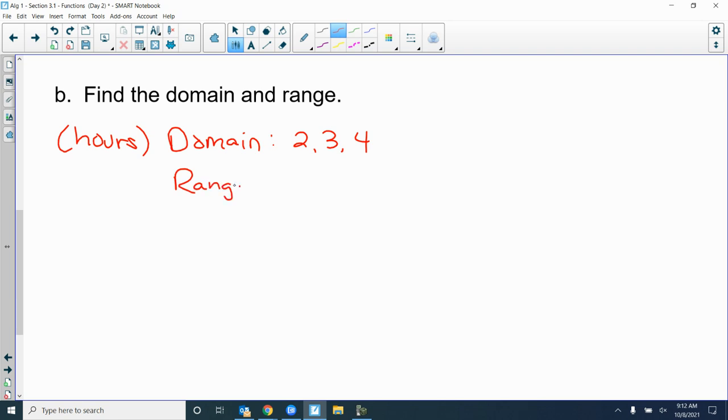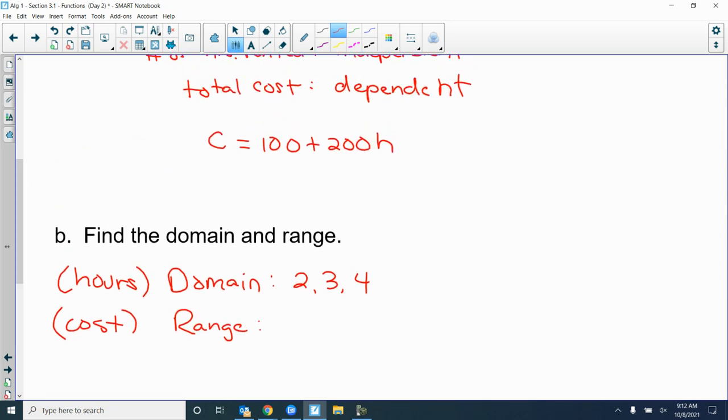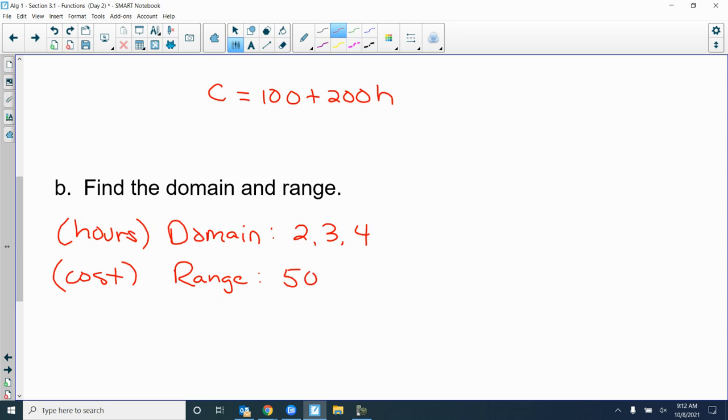Our range is now the cost. So you're going to have to figure out what's the cost for 2 hours. Okay, Ellie? $500 for 2 hours. Let me go up to my equation just to make sure. So 2 times 200 would be 400 plus 100 would be 500. So that would be one of my members of the range. What's the cost for 3 hours? 700. Yeah. What's the cost for 4 hours?